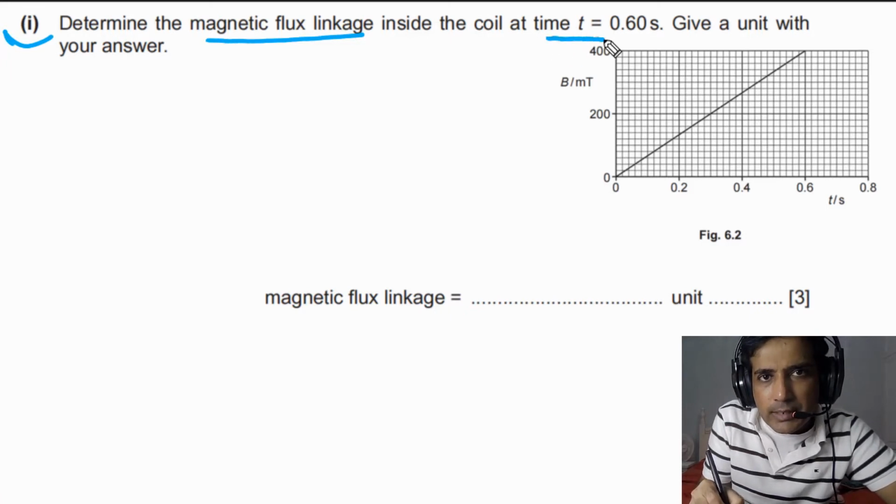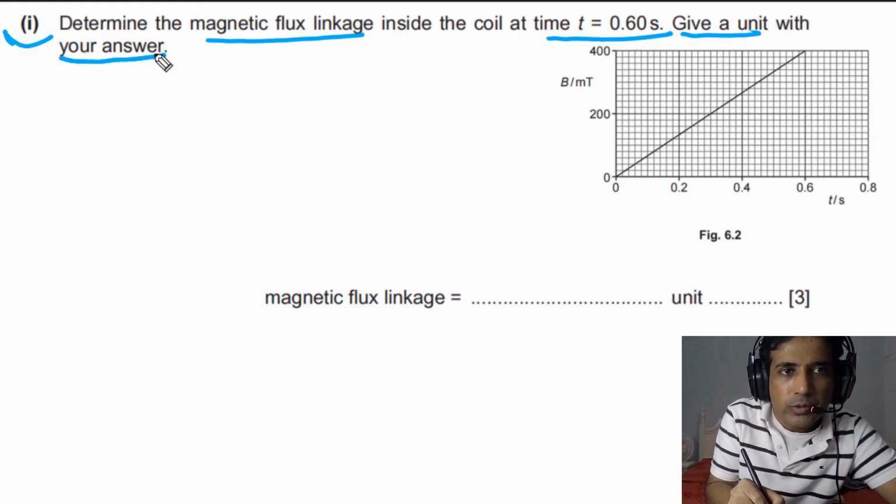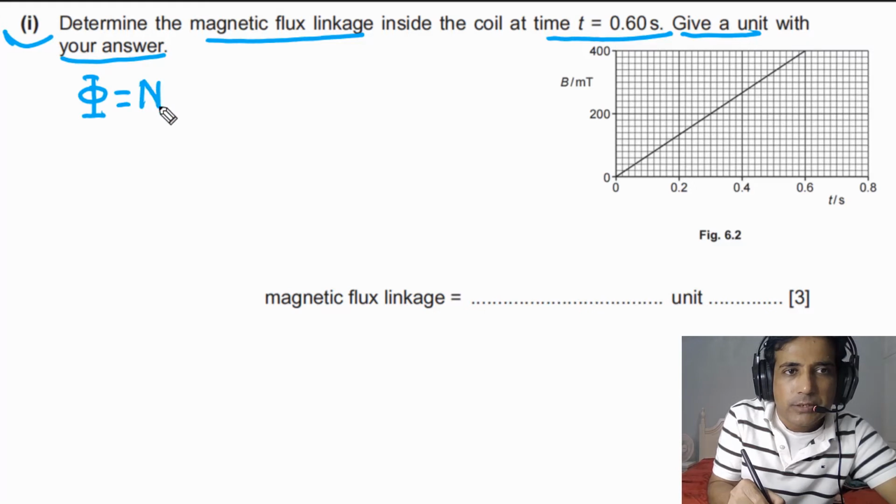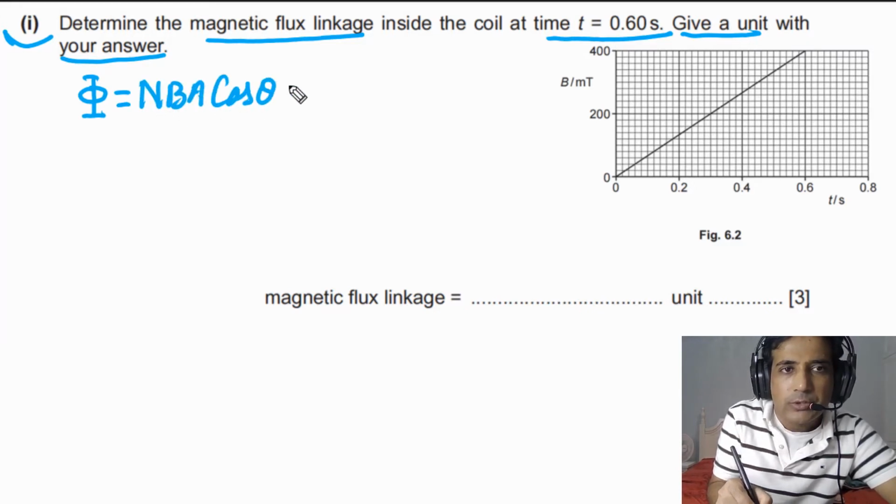inside the coil at time t equal to 0.60 seconds. We also need to give a unit with our answer. This question is simply asking us to calculate magnetic flux linkage, and magnetic flux linkage is equal to NBA cosine of theta, where theta is the angle between the area normal vector and the magnetic flux density.